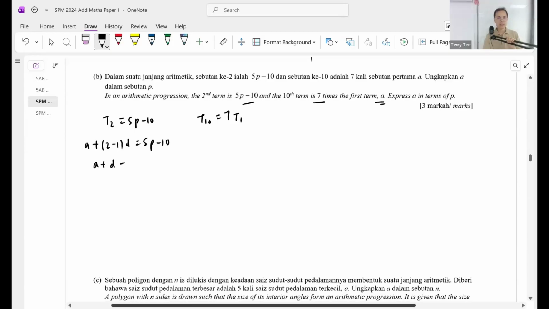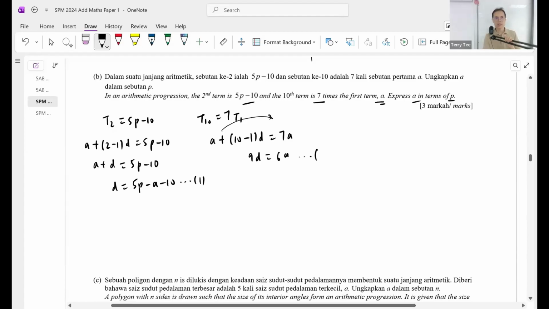Now, here's the thing. You have an equation with 3 unknowns, a, d, p. But I don't want d because they say express a in terms of p. So let's make d the subject. This will be 5p minus a minus 10. Call this equation 1. For my second equation, Tn is a plus (n minus 1)d equals 7 times the first term, a. We can bring the a to the right-hand side. This should be 9d equals 6a.